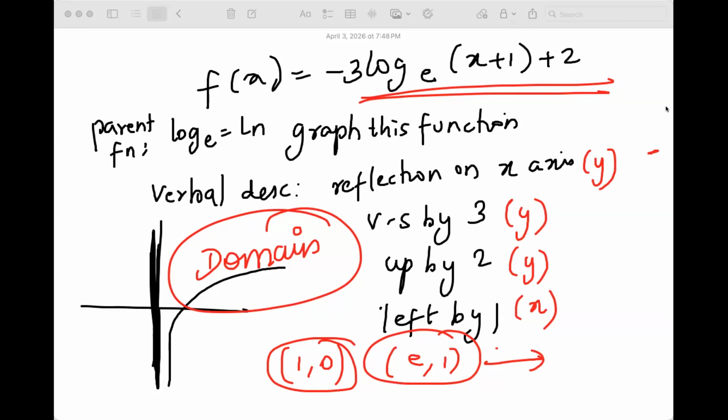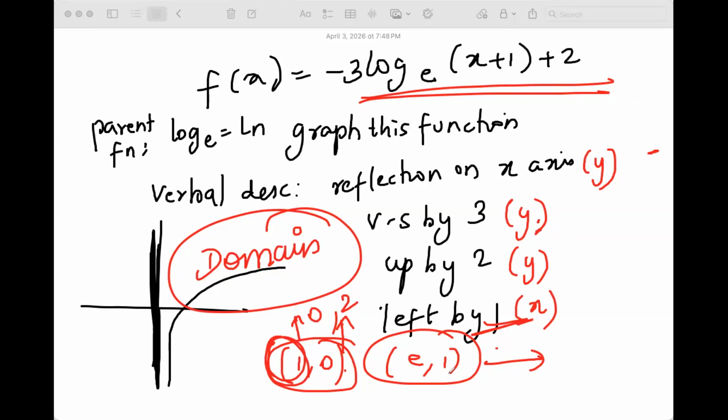See, the original parent function's point 1 comma 0, how will it get affected? See the x coordinates. X coordinates will be affected by just this. Left by 1 means this will become a 0, right? This parent function 0 is a y coordinate, so that will be multiplied by minus 3, still it remains a 0. Up by 2 means it becomes a 2. 0 comma 2 is the point.